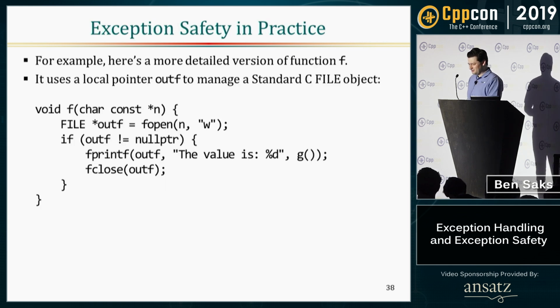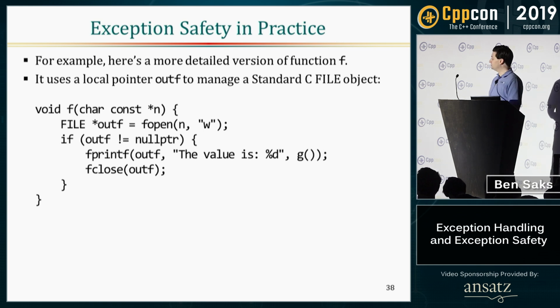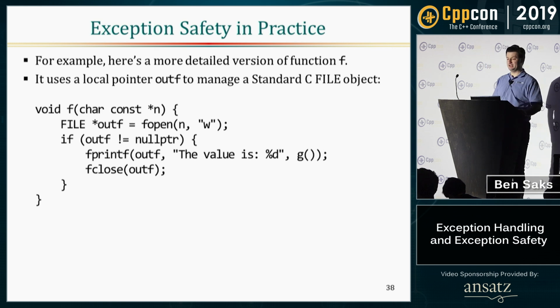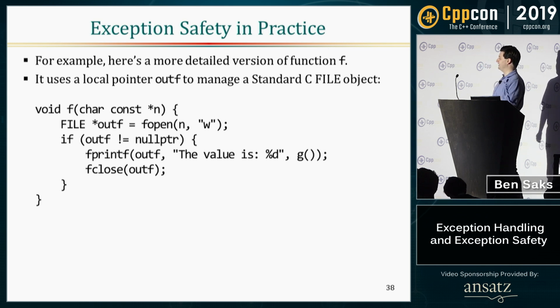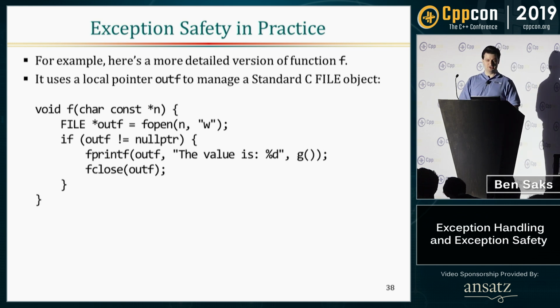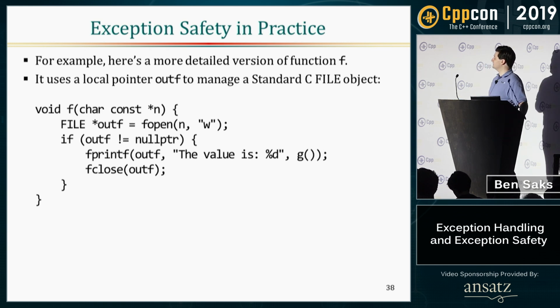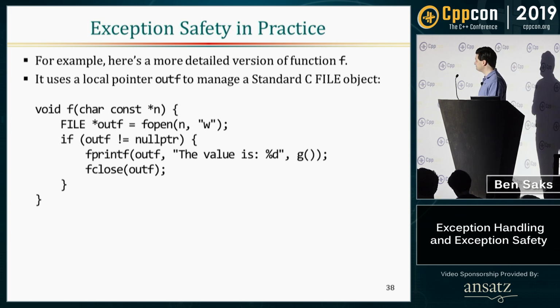So let's take a look at putting this into practice. What's involved in writing a function that implements one of these guarantees? Here we have a somewhat embellished version of the function f that I was showing you before. This one now takes a parameter that represents the name of a file to be opened and written to within the program. And in this case, I'm using the standard C file object. You'll see why I'm doing this in just a moment.